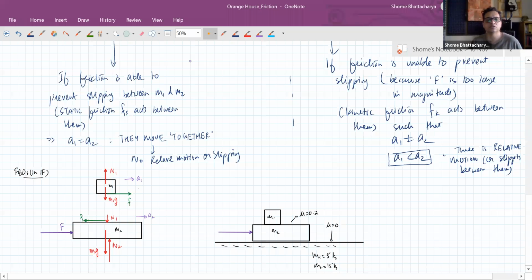Okay. So now in this, let's look at the vertical forces first. So we know that N1 is equal to M1g, which is equal to 50 newtons.